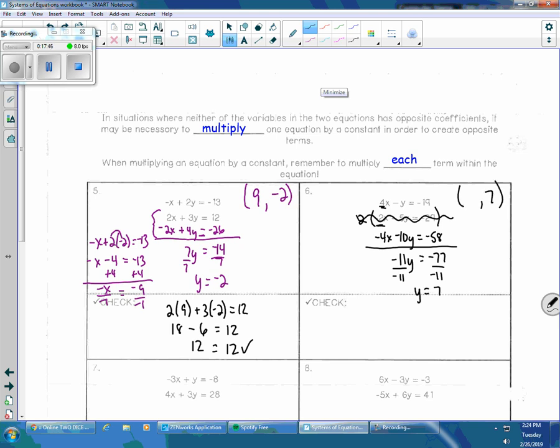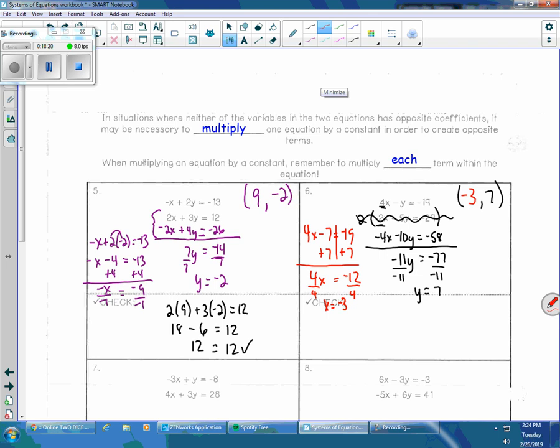So I'm halfway there. Going to use that top equation. 4x, let's change colors. 4x minus 7 equals negative 19. Add 7 to both sides. 4x equals negative 12. Divide by 4, divide by 4, and x equals negative 3.